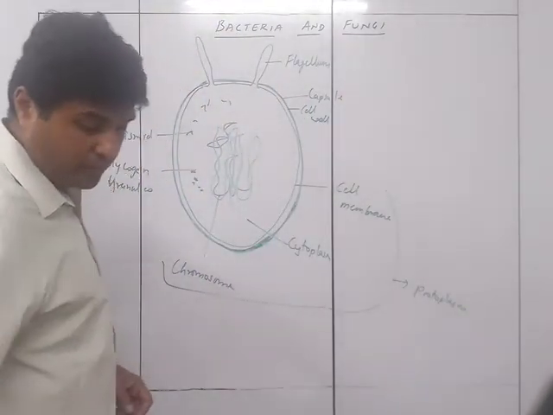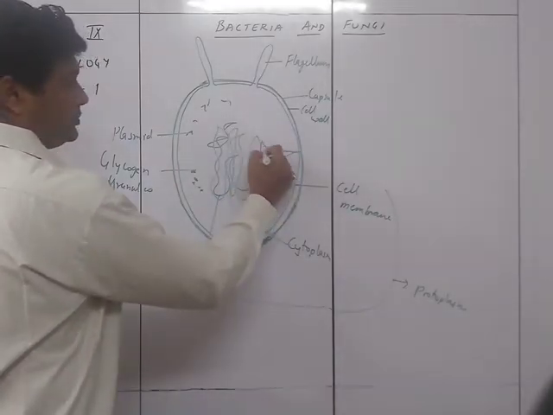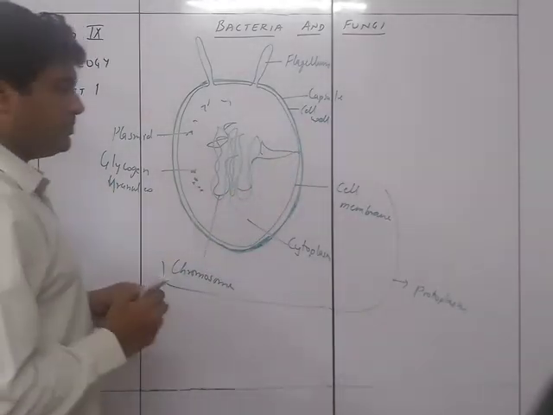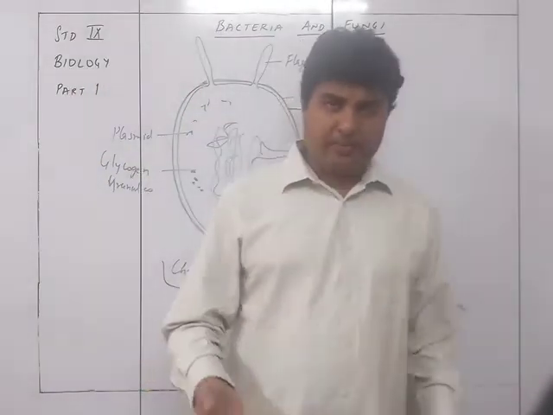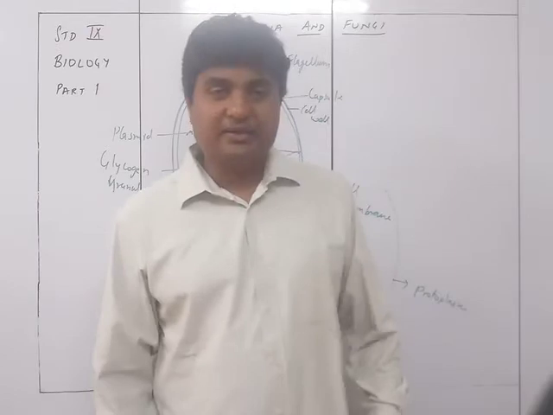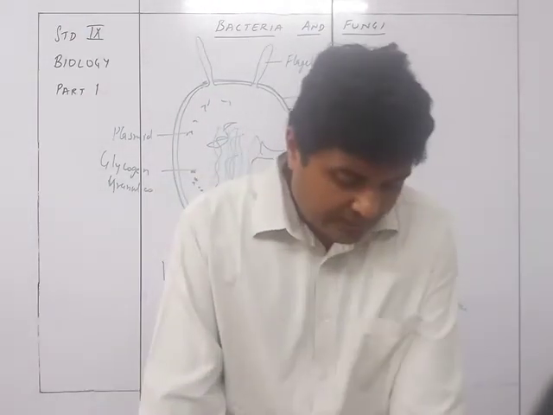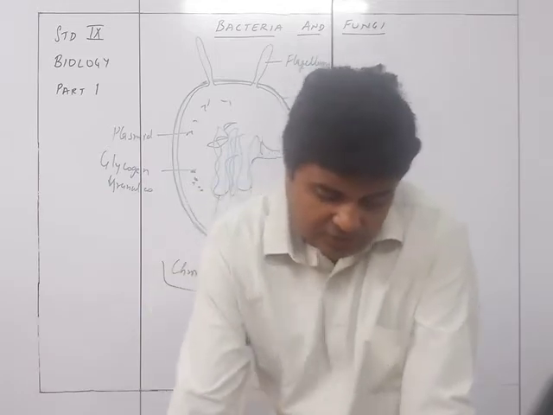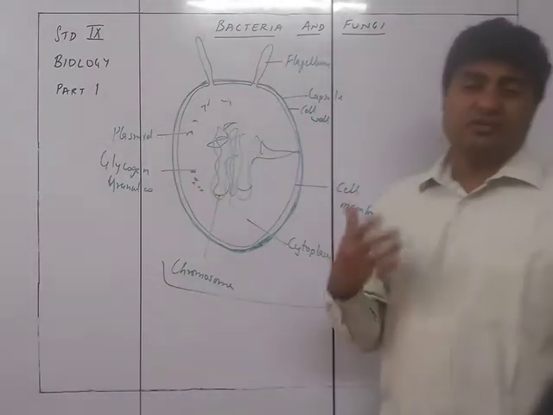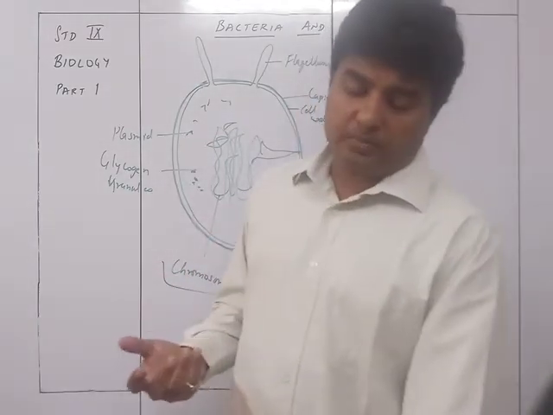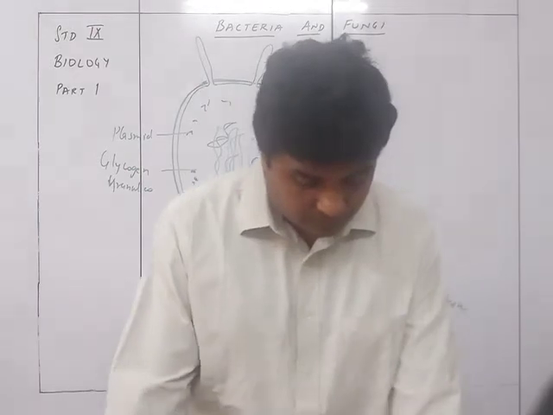So yes, that would be attached to the cell membrane at some point, maybe something like here. But it does not have a nuclear membrane. So there is no nuclear membrane, and it is just a single circle of the chromosome. The cytoplasm consists of vacuoles, granules, and in some cases chlorophyll as well. So there could be some vacuoles, there could be granules, and also chlorophyll in some of the bacteria.